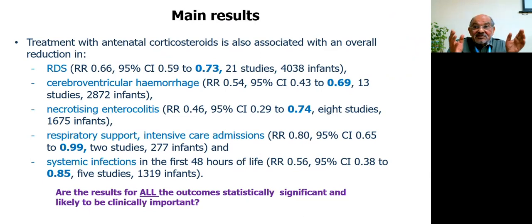Why? It came from 2 small studies. Is that statistically significant? Yes. It doesn't include 1. Clinically important? I don't know. I'm not really sure about that.